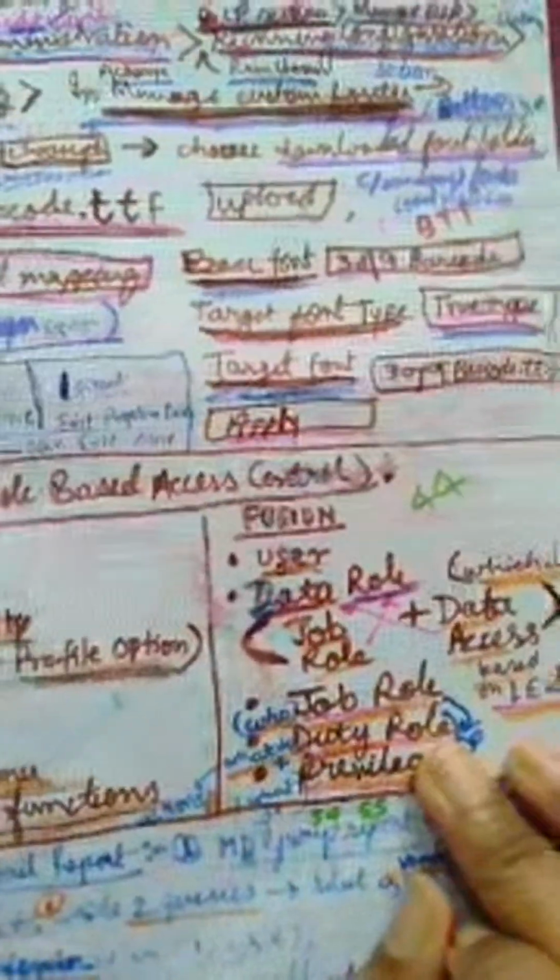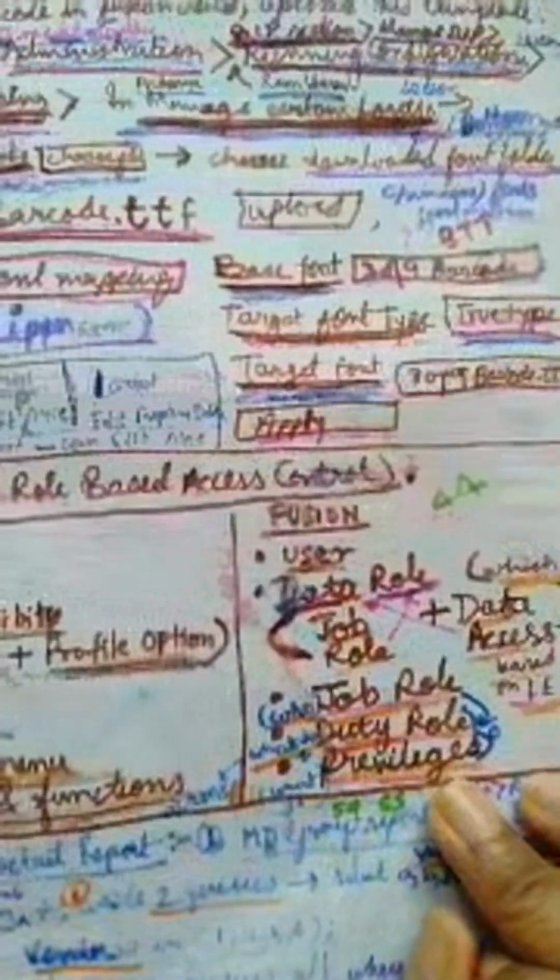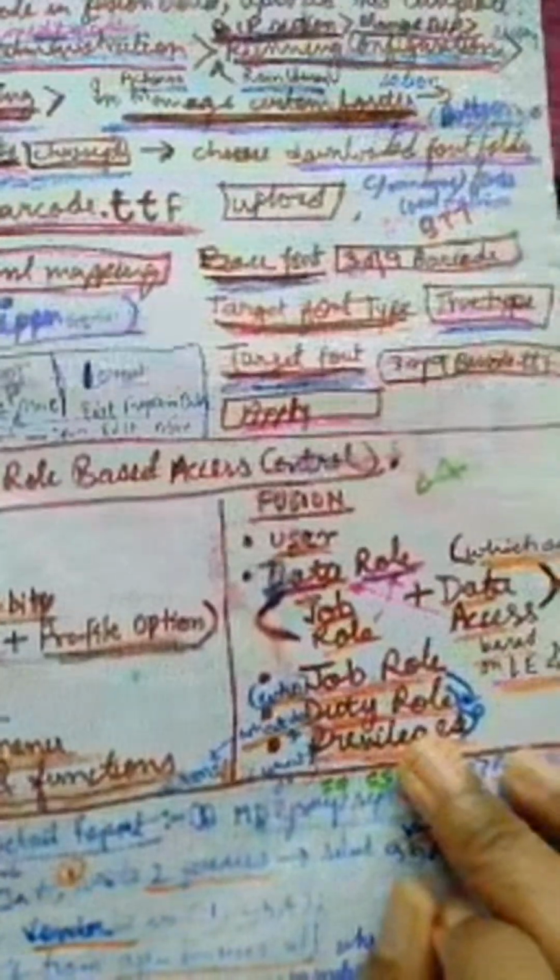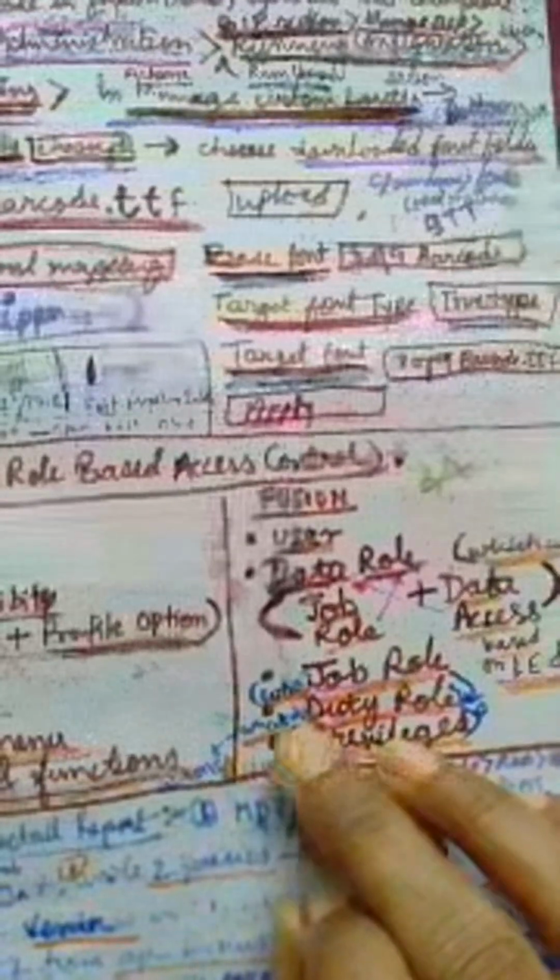Job role is again made of duty roles and privileges. Again, duty roles are nothing but what to do. Whoever the person is assigned a job role, if he is assigned a duty role, then what duties he can perform, so what he can do. So this is the comparison.